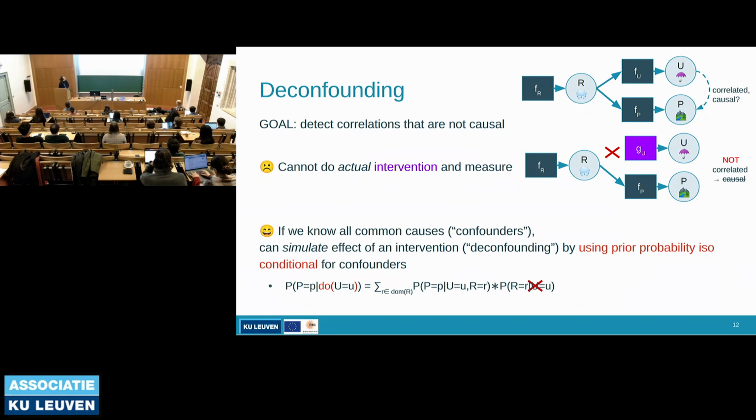So you can approximate it mathematically, under the assumption that you know all of the possible confounders, and you know the state of rain here. You can simulate the effect of an intervention by controlling for the confounders. I won't go too much into the details, but at some point you just use the prior probability of the confounders instead of a conditional probability.